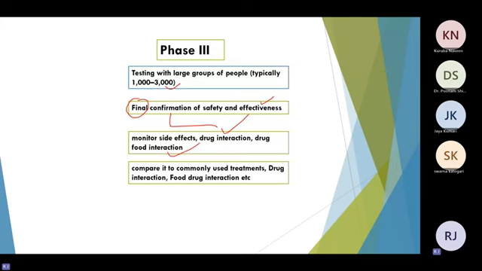And the last thing is we have to compare it with commonly used treatment. For example, we are developing a drug for cholesterol. Atorvastatin is a drug which is used to lower the cholesterol level in the blood, right? And we are testing our drug, so we have to determine whether our drug is good compared to the already existing treatment or not. That kind of comparison with respect to the standard treatment which is available in the market, that comparison is also done in phase 3.